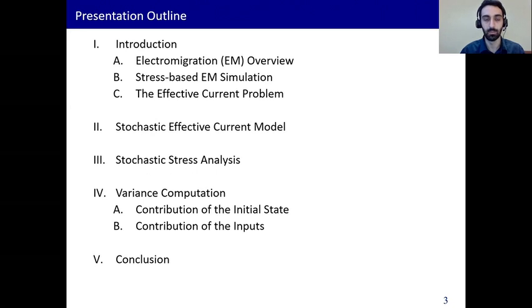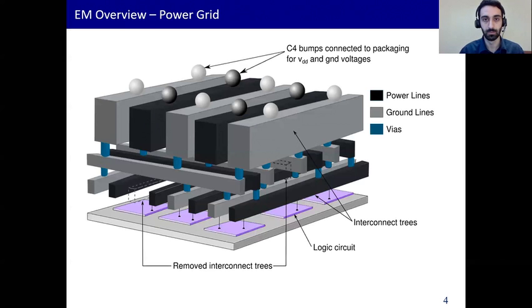In this presentation, I'll begin by introducing what electromigration is, or EM, as an overview. I'll describe the traditional approach for EM checking. I'll also describe the stress-based EM simulation, which is a new approach. And I'll describe the effective current problem, which is the problem this paper addresses. We propose the stochastic effective current model as a solution, which we propagate to stochastic stress analysis, where we provide our novel approach for variance computation, and we'll end with a summary of the contributions.